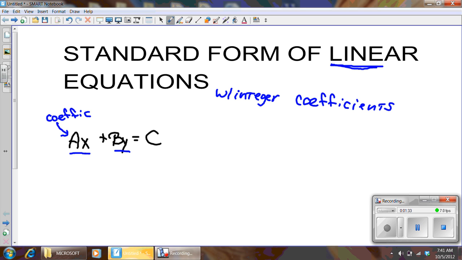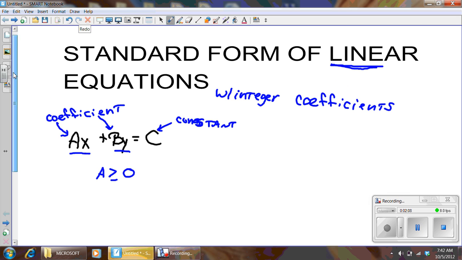And b is just a coefficient. And then c is a constant because it's a set number. There's no variable attached to it. Oops, I guess it'd help if I spelled constant, right? Just make that a real thick S there. Okay, now one thing, to be in standard form, A needs to be greater than or equal to 0. In other words, we don't want A to be negative.